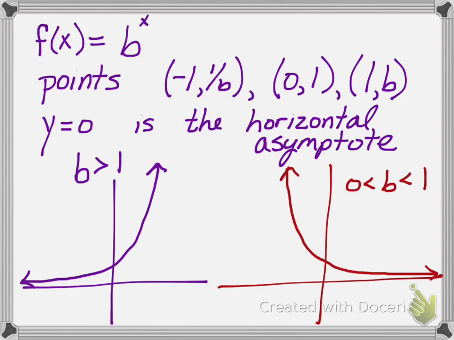So again, here are the basic ideas for exponential functions. Passing through the points -1, the reciprocal of b, 0, 1, and 1, b. And y equals 0 is a horizontal asymptote. When the base is greater than 1, we're increasing from left to right. And when the base is between 0 and 1, the graph is decreasing from left to right.